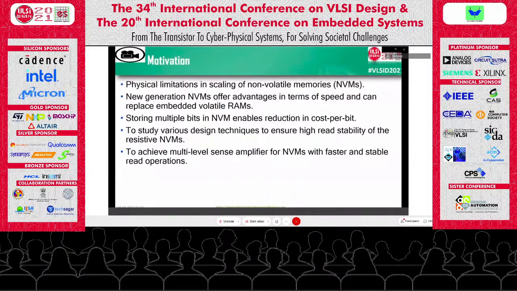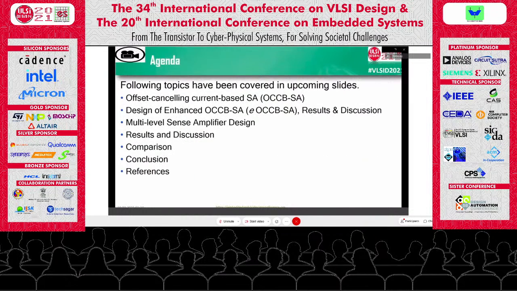Therefore, we studied various essential sense amplifier design techniques such as offset voltage cancellation, double sensing margin, strong positive feedback, etc. to achieve a parallel sensing multi-level sense amplifier for resistive non-volatile memories with faster and stable read operations. First, I will cover basics of the offset cancelling current-based sense amplifier, then design of the enhanced OCCP SA. Thereafter, multi-level sense amplifier design for resistive non-volatile memories, followed by comparison and conclusion.